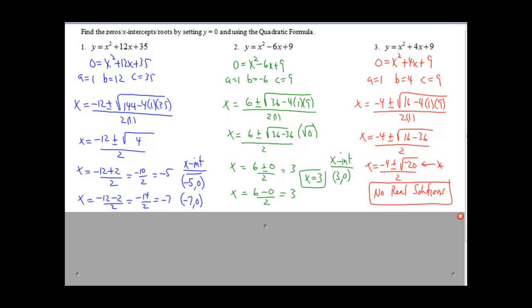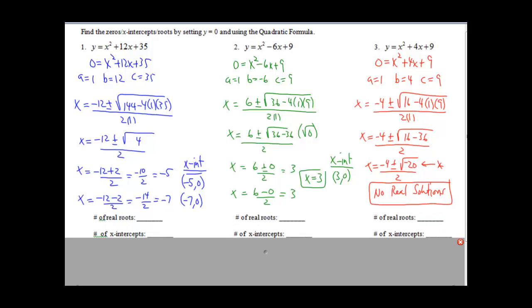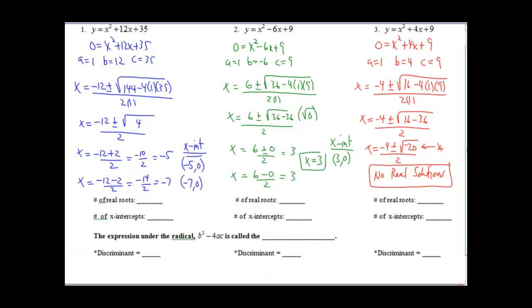Okay. Putting all this together, if you take our answers right there, slide this down, we need to figure out how many real roots it has, what the number of x-intercepts is, and then what we call the discriminant. On number 1, based on the two answers we got, x equals -5 and x equals 7, that gives us 2 x-intercepts. Those are actual real answers, so we can call those 2 real roots.